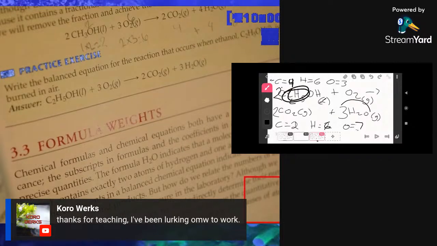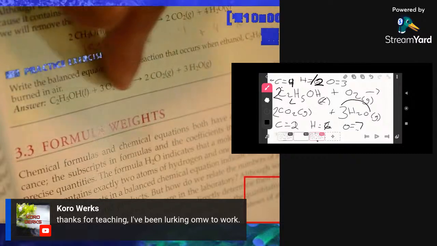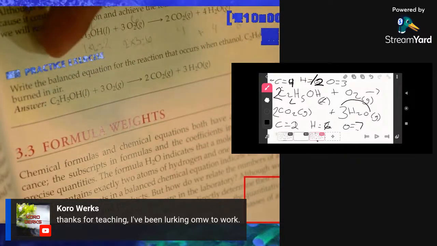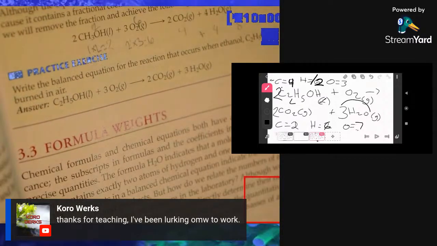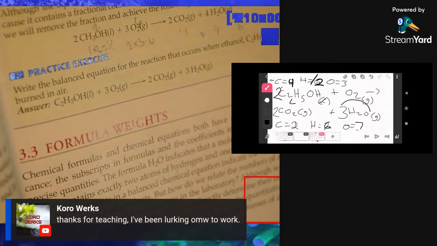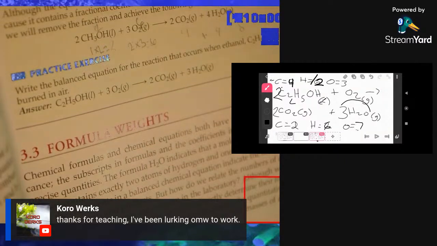So I got 2 times 5. That's 10, right? 10 hydrogens right here, plus another 2. That's 12. So I got 12 hydrogens right there. But I said this is not right, because the answer is obviously right here, right? The coefficients need to be a 1, a 3, a 2, and a 3, right? So let's just keep going, because at some point I have to simplify this.